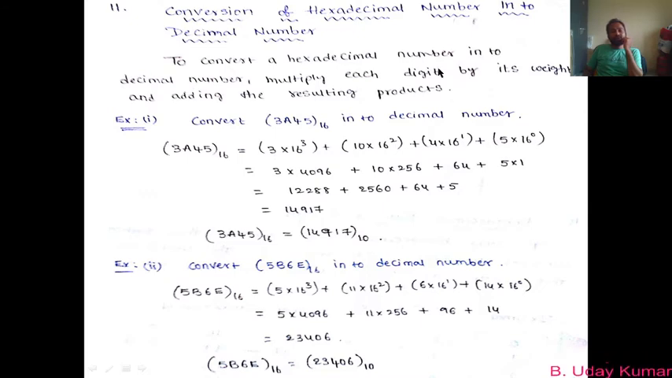To convert a hexadecimal number into a decimal number, multiply each digit by its weight and add the resulting products. You already know this. We already did this for converting binary numbers into decimal numbers, and the same thing we are doing here. To understand this, let us take an example of 3a45 to the base 16. To the base 16 means it is a hexadecimal number, and our aim is to convert it into a decimal number.